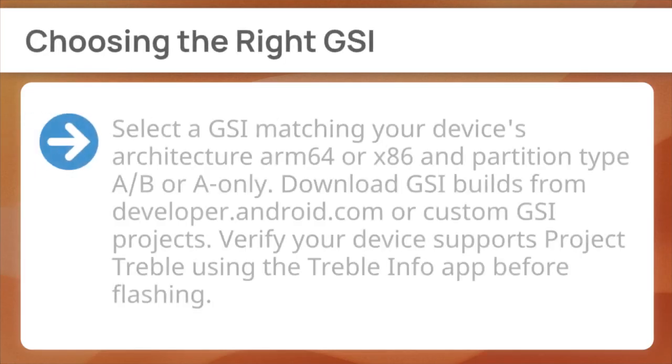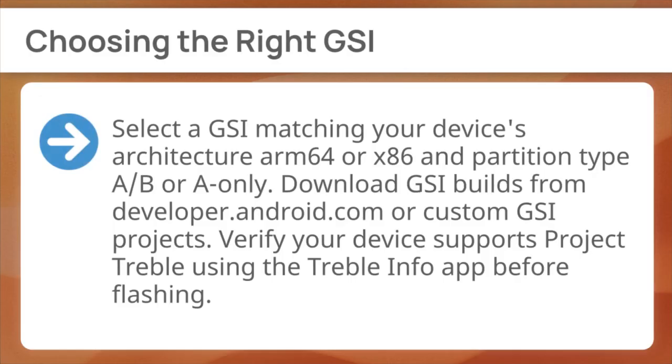Next, choosing the right GSI. Select a GSI matching your device's architecture, ARM64 or x86, and partition type, A/B or A-only. Download GSI builds from developer.android.com or custom GSI projects. Verify your device supports Project Treble using the Treble Info app before flashing.